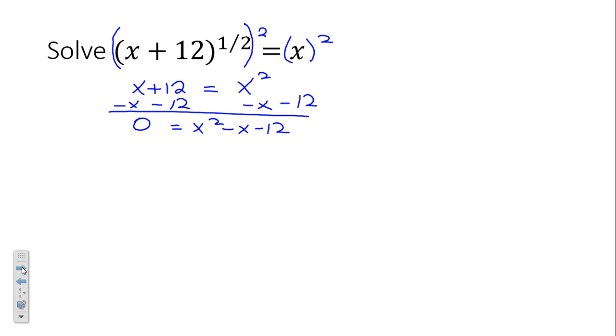So we've got a trinomial. What do we have to do with this to solve it? What do you think, Tristan? How are we going to solve a quadratic or a trinomial?